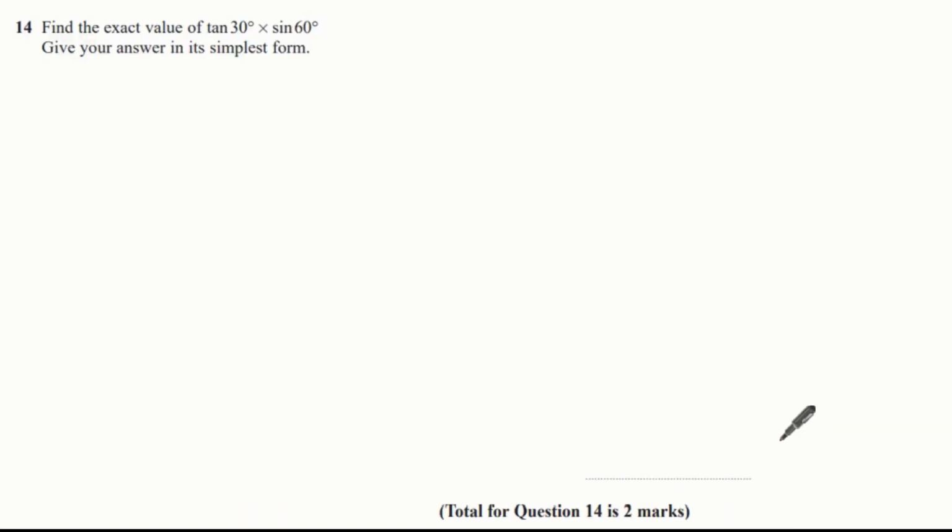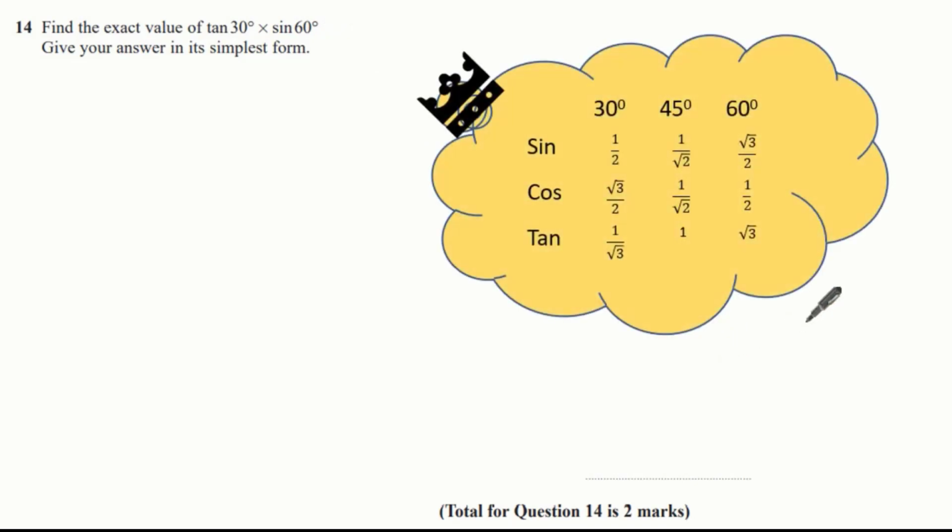Now let's have a look at question 14. We're asked to find the exact value of tan 30 multiplied by sin 60, giving our answer in its simplest form. One top tip is to memorize these trig equivalents. In other words, know sin 30 is equivalent to 1/2, sin 45 is equivalent to 1 over root 2, and sin 60 is equivalent to root 3 over 2, so on and so forth.